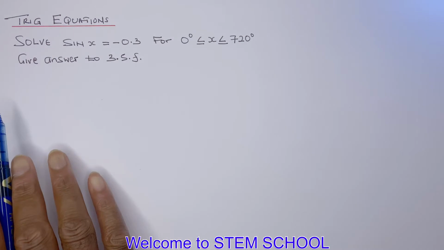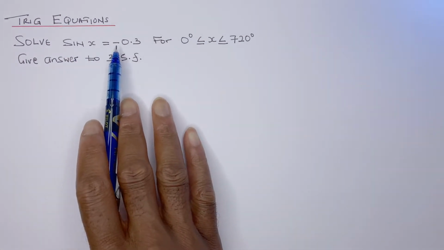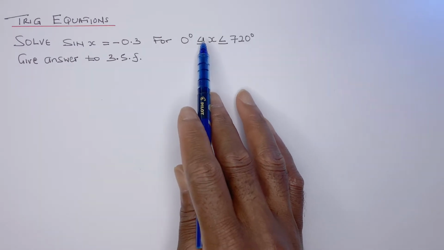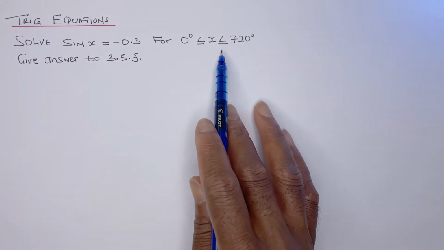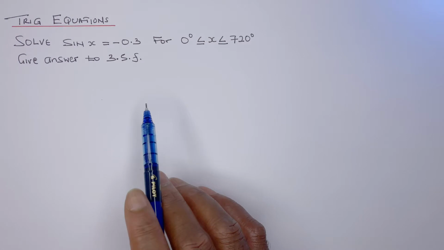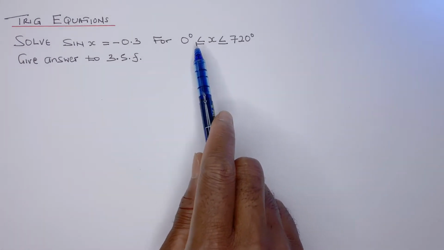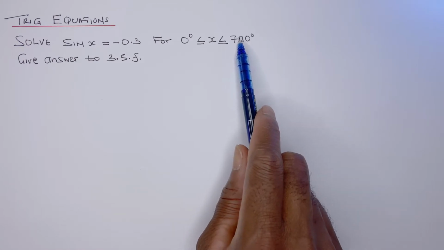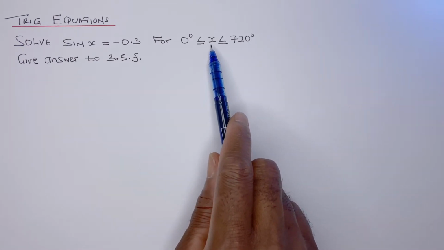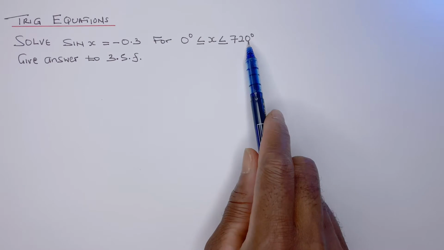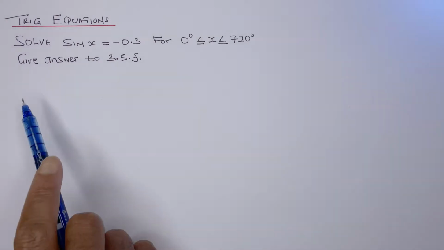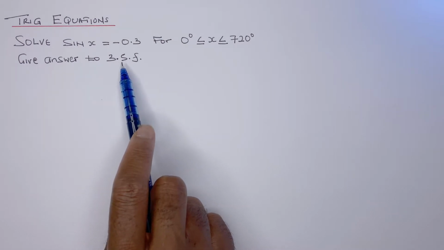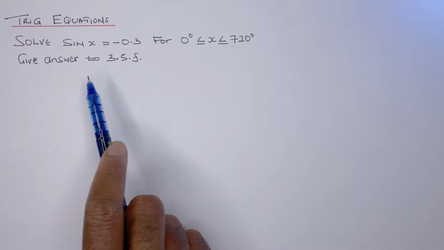Trig equations. Solve sine x equals minus 0.3 for 0 degrees less than or equal to x less than or equal to 720 degrees. What that means is x can be equal to 0, or x can be equal to 720, or any value between 0 and 720. And we need to give the angle to 3 significant figures.